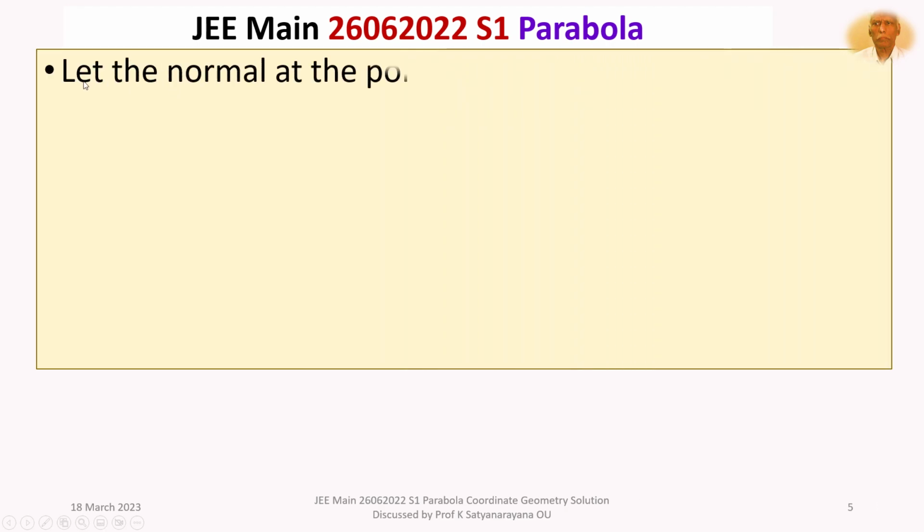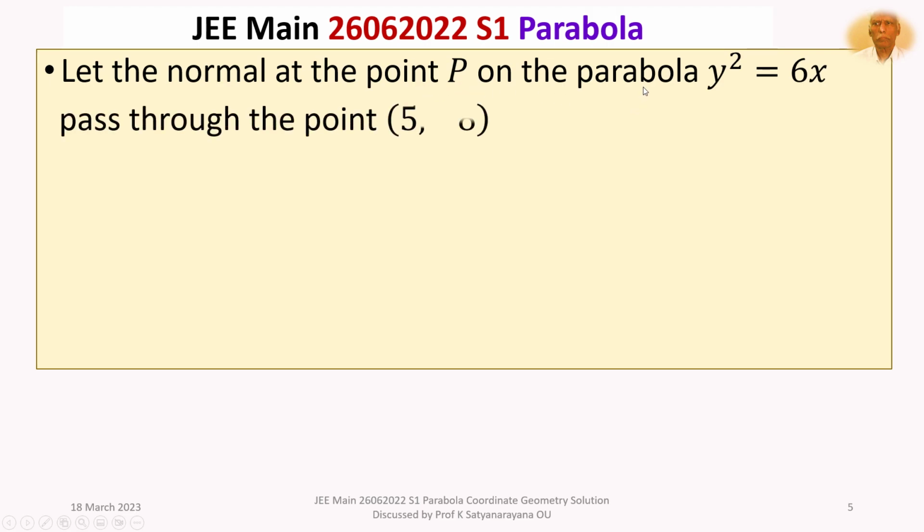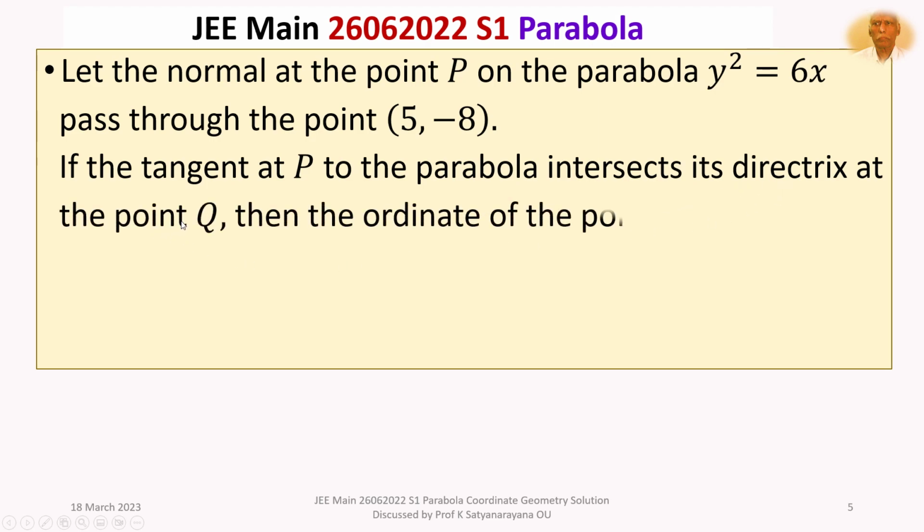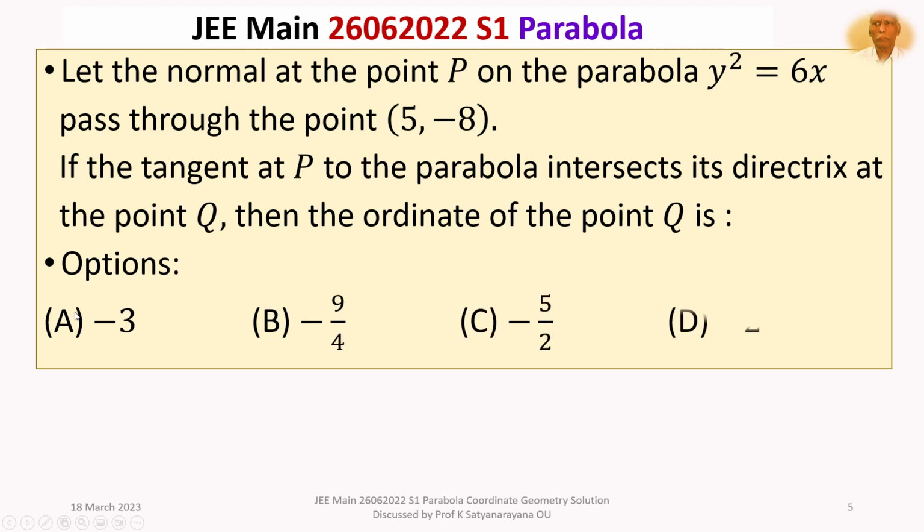The given question is: let the normal at the point P on the parabola y square is equal to 6x pass through the point (5, minus 8). If the tangent at P to the parabola intersects its directrix at the point Q, then the ordinate of the point Q is, we are given 4 options. Option A, minus 3. Option B, minus 9 by 4. Option C, minus 5 by 2. Option D, minus 2.